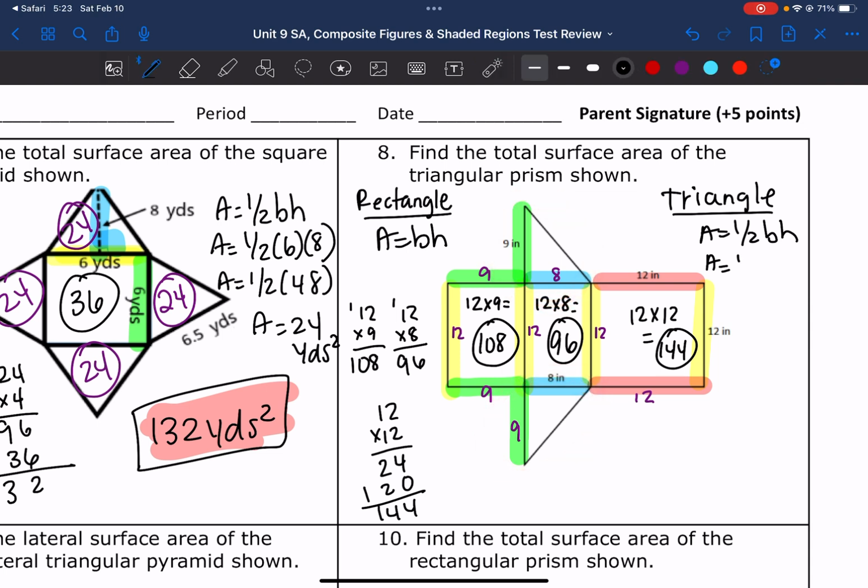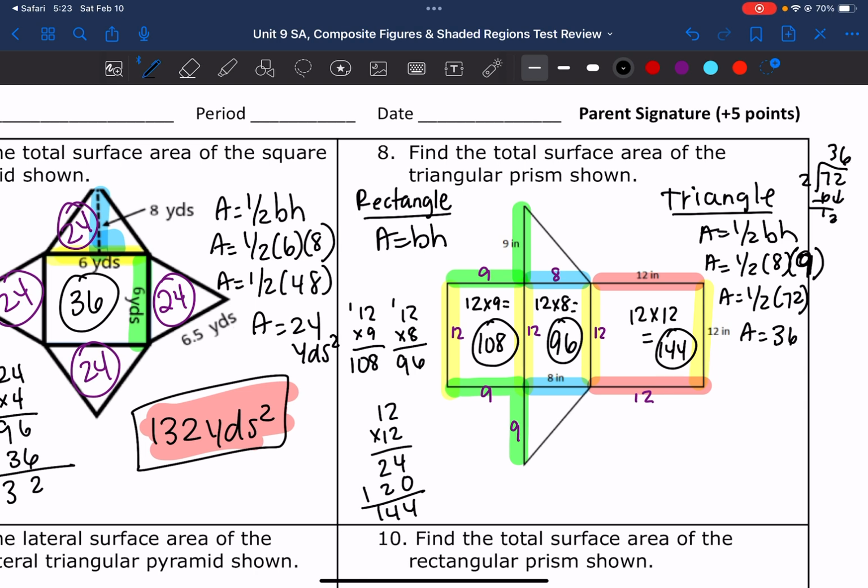So 1/2 base of the triangle is going to be 8 and height is going to be 9. Now I know that 8 times 9 is 72. And now all I have to do is take 72 and divide it by 2. 2 can go into 7 3 times. That'll be 6. And then it can go into 12 6 times. So my final answer for one triangle is 36 inches squared. So this is 36 and this is 36.